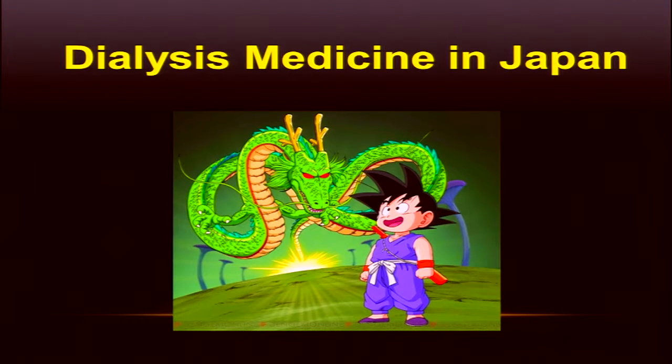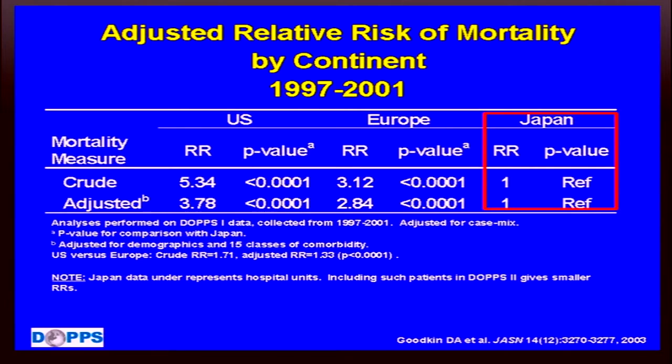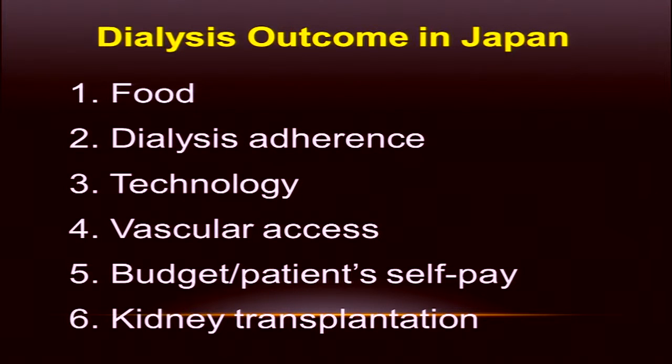The outcome of dialysis medicine in Japan is reported to be relatively good compared to other countries. This is from DOPPS data. As you see, the relative risk of mortality is significantly lower compared with the US and Europe. The reason for this relatively good outcome in Japan can be explained by various factors. I will explain one by one.